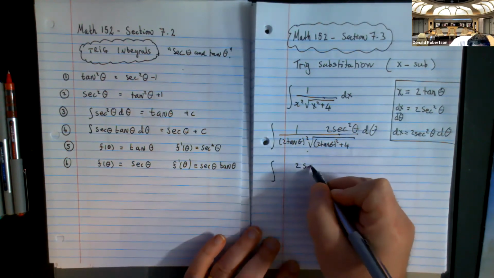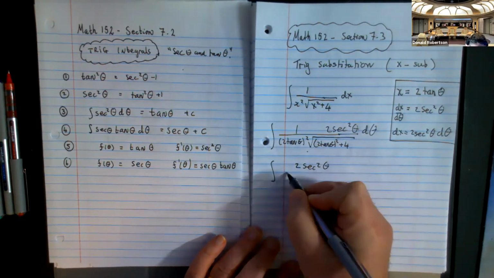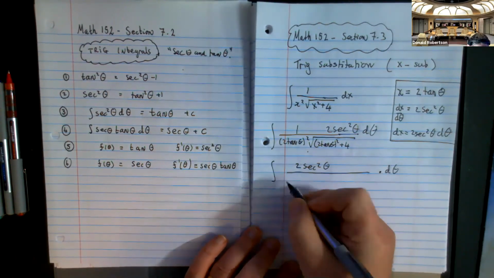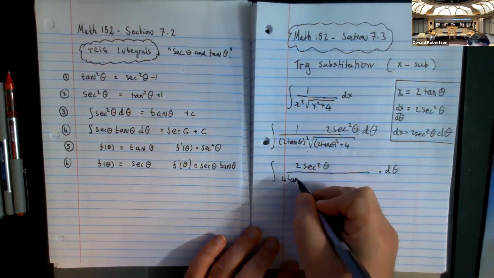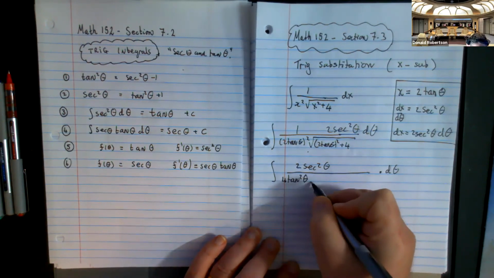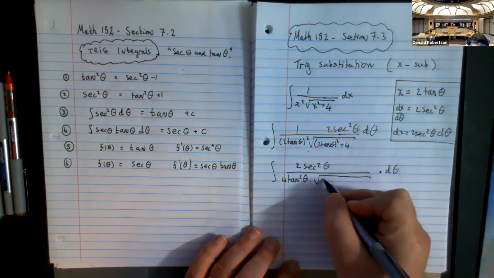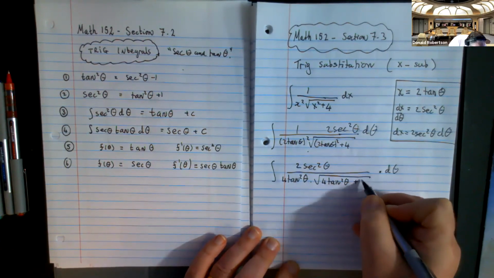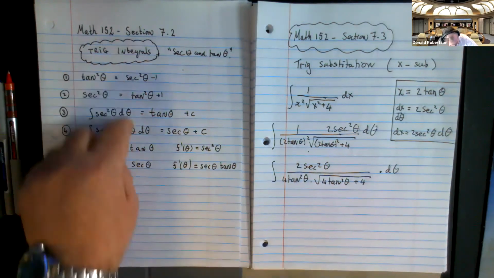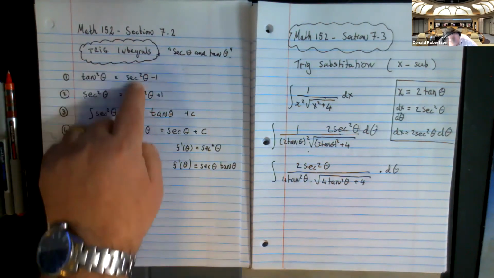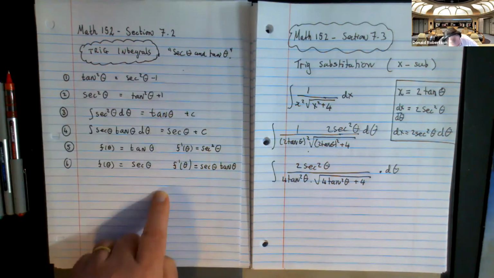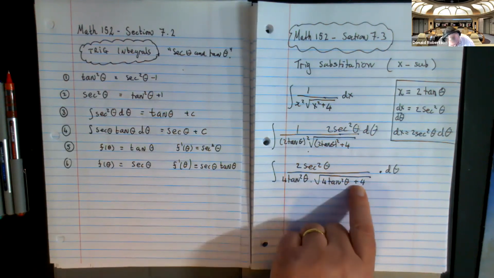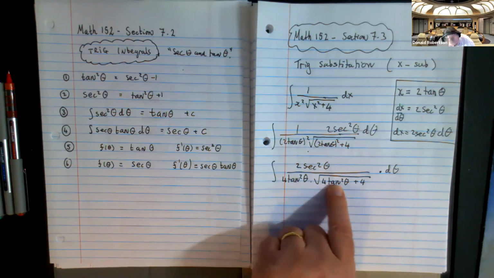I'm going to have 2 secant theta on the top. I like to stick the d theta over here. That guy is going to become 4 tan squared theta. And this fella in the square root is also going to be 4 tan squared theta add 4. And you really do need to be aware of what is going on here, right? 4 tan squared theta plus 4.